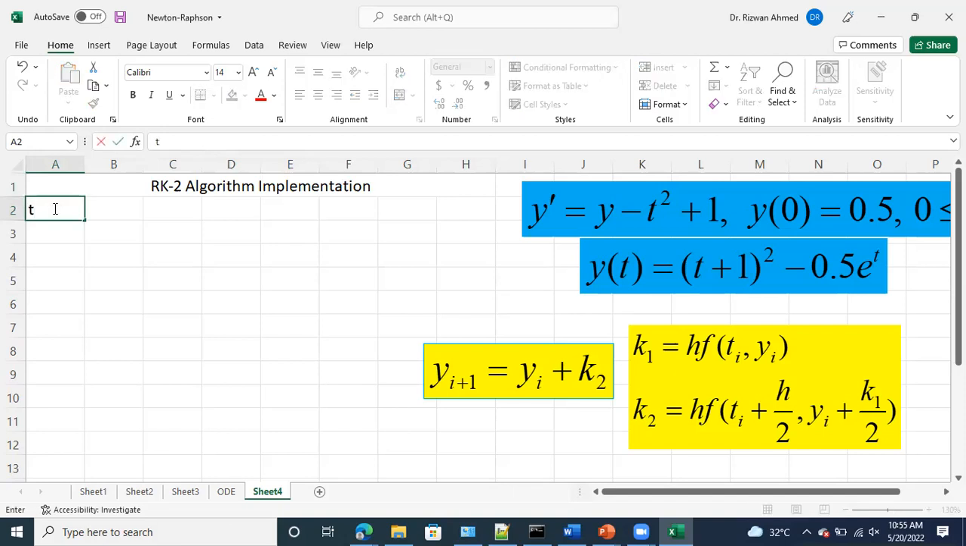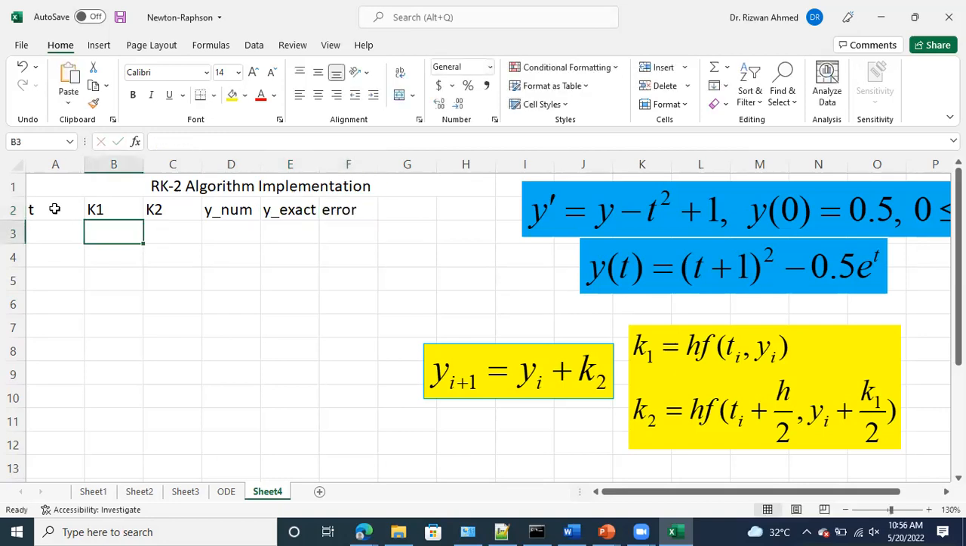At first, I define the time, and then the values of y, which I call numerical values. Well, I require K calculations. So I first write here K1, then K2, and then the numerical calculation of y. And I will compare these values with the exact or analytical one, and I will also compute the errors.